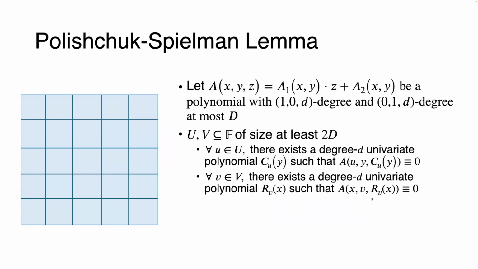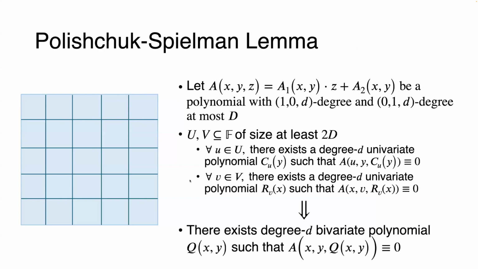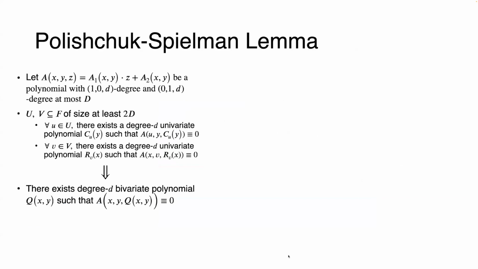Okay, so there are many restrictions of x, and there are many restrictions of y that seem to suggest that there is some root of the form z minus something. Does that mean that there must exist an honest-to-God polynomial root, in the sense that there is a factor of the form z minus q of x comma y for the polynomial A of x comma y comma z? Okay, and the Polishchuk-Spielman lemma states that this is indeed the case.